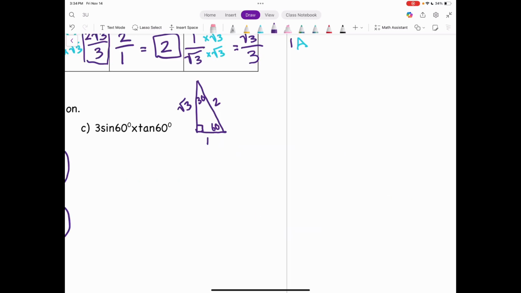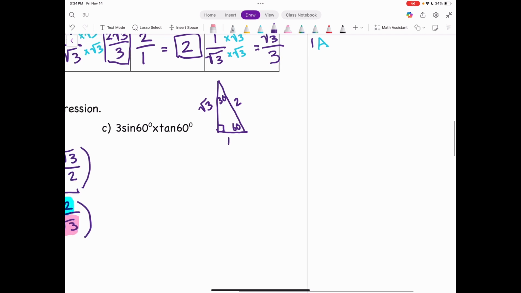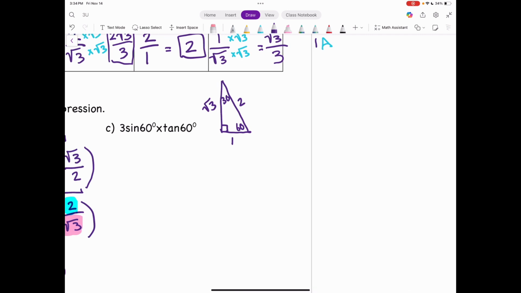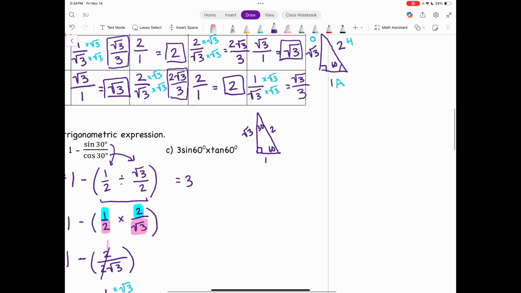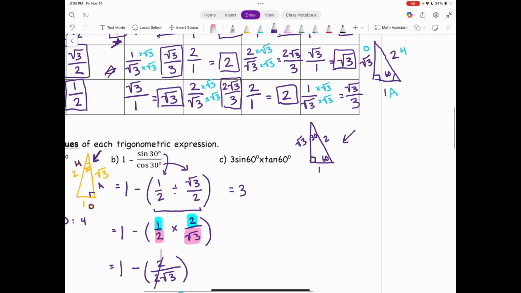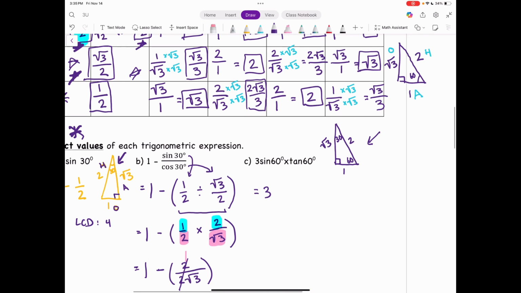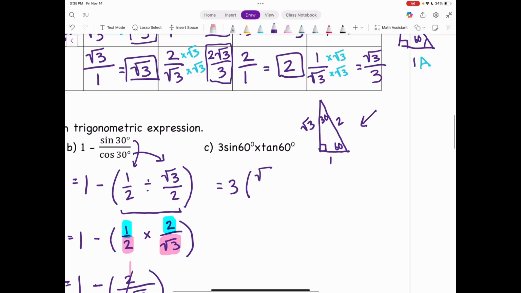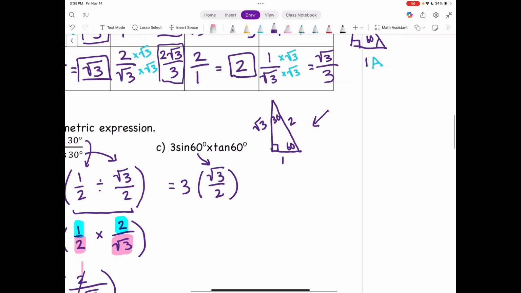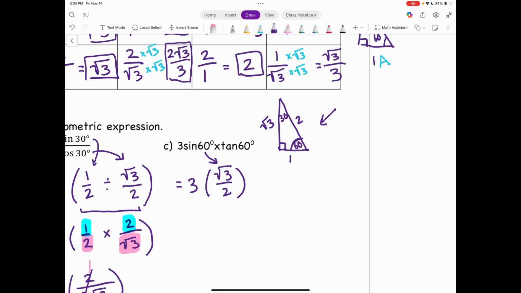Okay, and the last question that we have on this page is 3 times sine 60 times tan 60. So that 3 stays on the left there. We need to figure out what the ratio for sine 60 is and what the ratio for tan 60 is. The ratio for sine 60 we can find from this triangle, or we can find from this chart. Sine at 60 is the square root of 3 over 2. And again, if you don't know how we found that, we're looking at this angle here. Sine is opposite over hypotenuse, so that's the square root of 3 over 2.